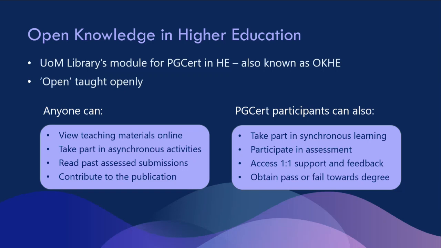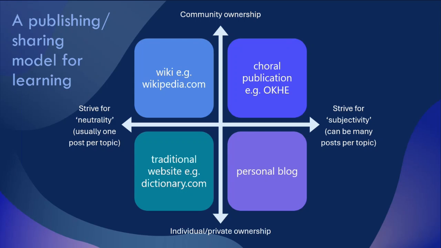But today we're going to be talking about some of the less obvious ways in which we've made it open and why. So alongside being an open publication, there are also some closed aspects because there's no such thing as 100% open, we believe. So it also runs through the university's postgraduate certificate in higher education, and PG Cert participants can also receive degree credit for it, access one-to-one support and feedback. But we've tried to make it as open as we can. So on the next slide, I will talk a little bit about how we set this up.